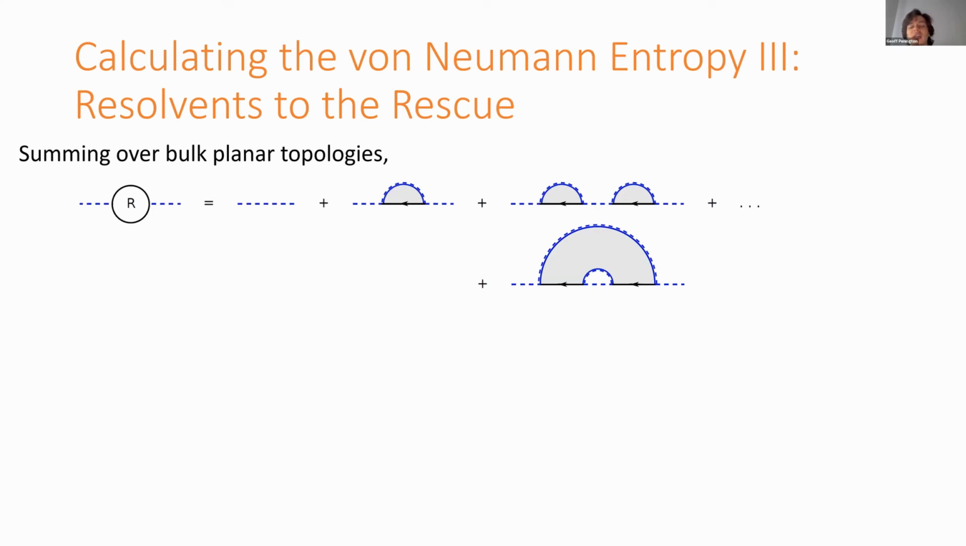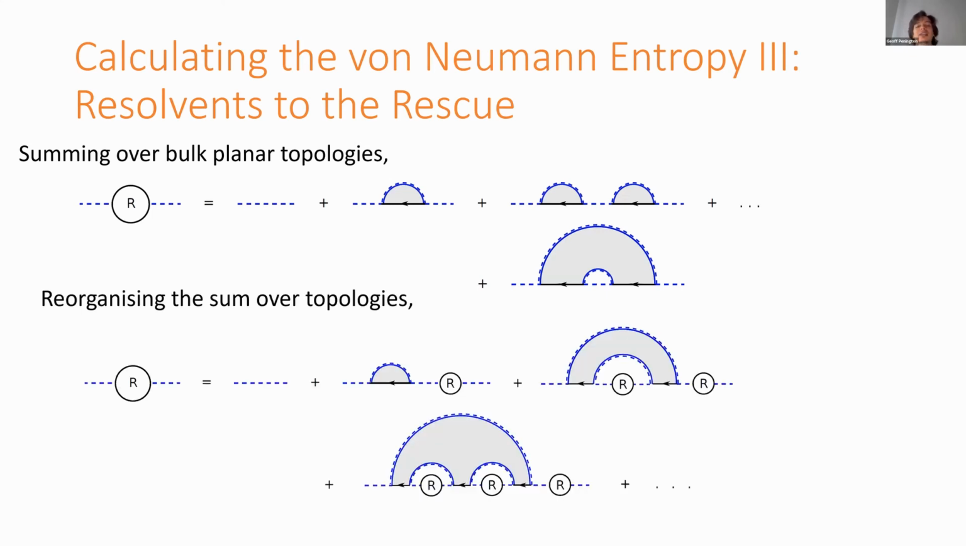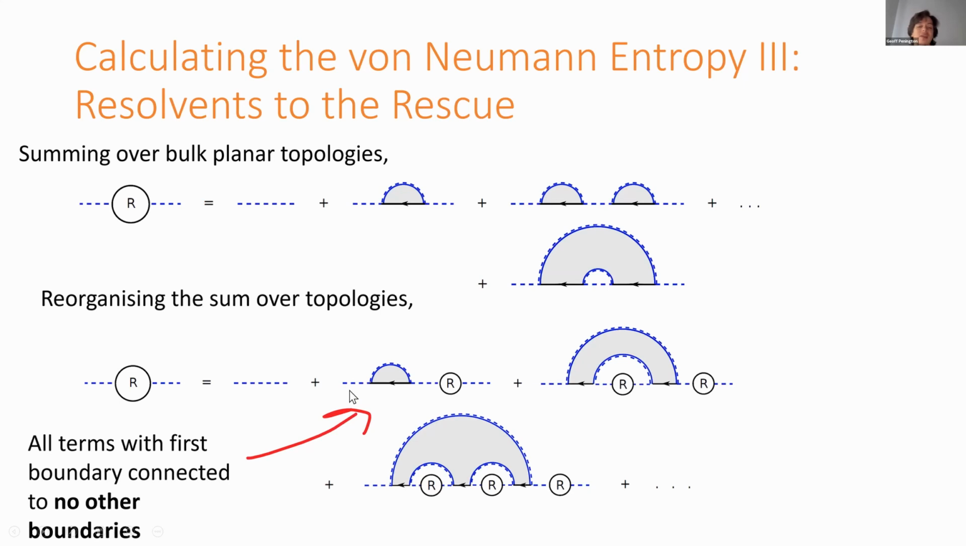So the clever trick is that we can just reorganize this sum over topologies in terms of the number of other boundaries that the first boundary is connected to. So this term is including all the terms where the first boundary isn't connected to any other boundary. And so that just looks like one boundary sitting here, and then just a copy of R, an arbitrary number of boundaries doing whatever else they like. And then we have higher powers that look like this.